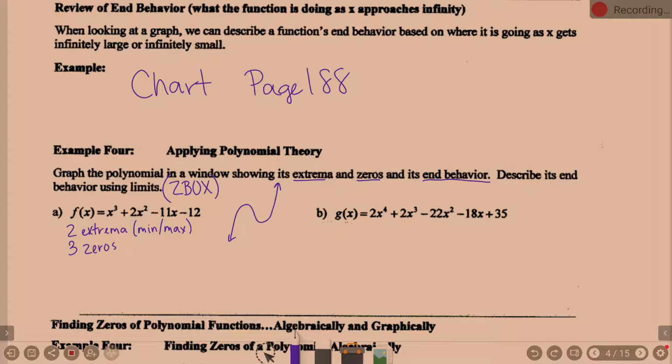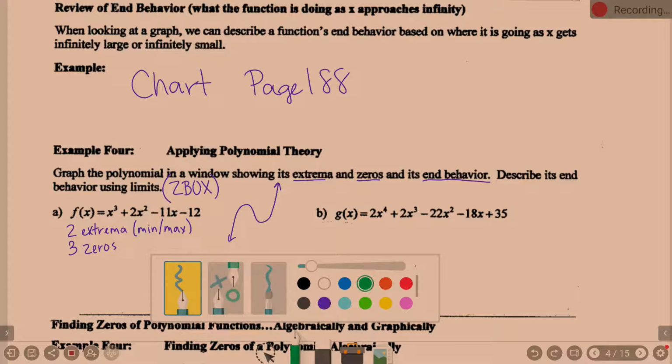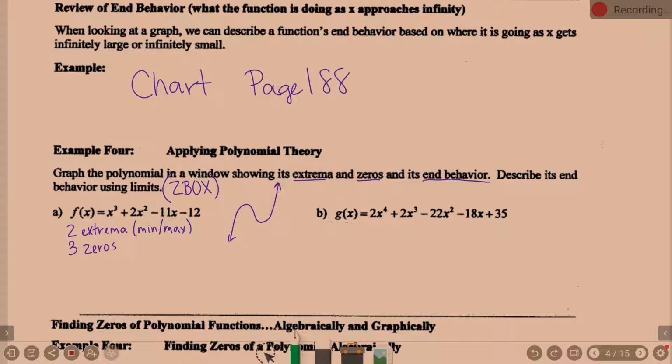Now, end behavior, which is what I want to talk about here. When we talk end behavior, last year in Algebra 2, what would you have said the end behavior was here? You would have said it is down and up, because it starts down and it ends up, correct? We're talking about limits here.